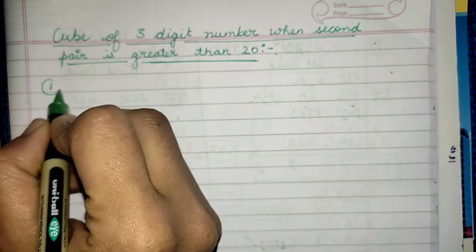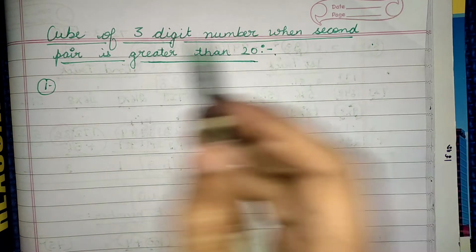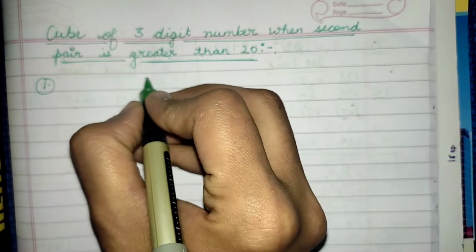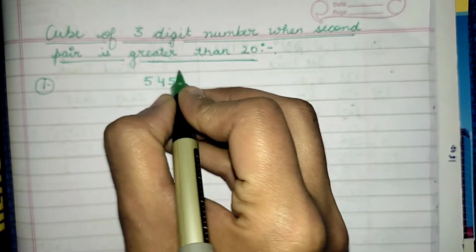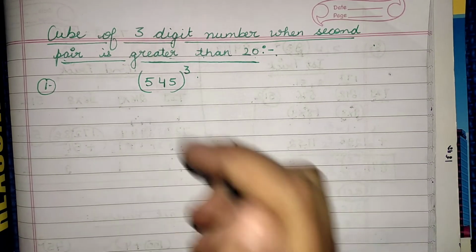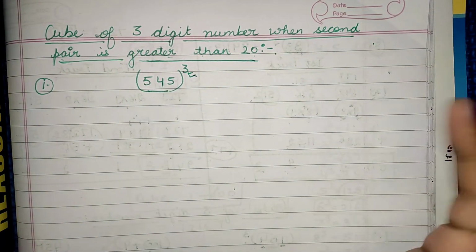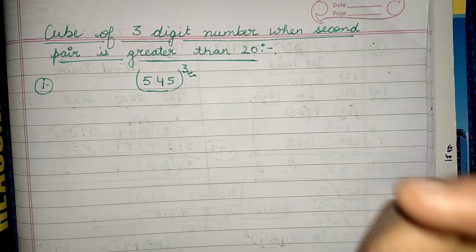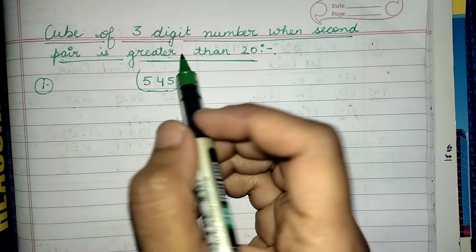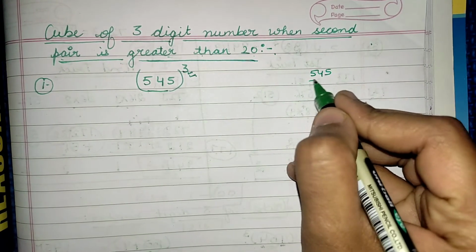I will also tell you in this video what it means that the second pair is greater than 20. So for example, I have to find out the cube of 545. You can see that the number is very big, so a little more calculation will be there, but still it will take much less time as compared to solving it with the simple methods of mathematics.